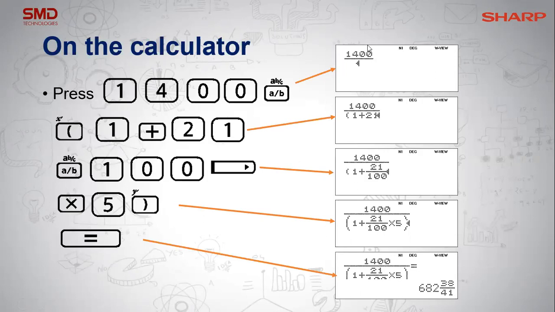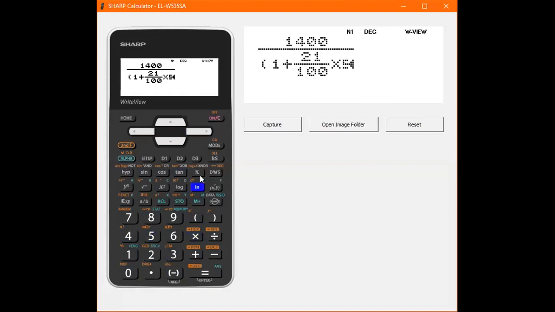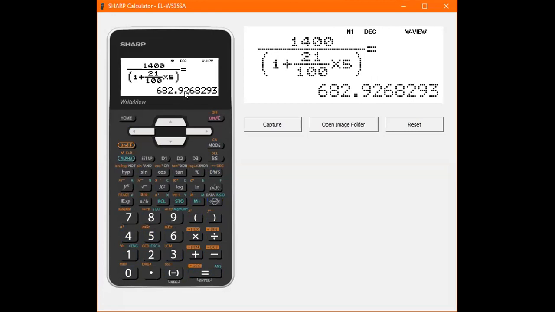Sorry, I've pressed the wrong thing here. And here's my calculator. So we've got 1,400 over, and then we're going to open brackets 1 plus 21% over 100, and it was for 5 years. And we want to know what he originally put in. Oh, sorry, I need to put my bracket here and not at the top. And equals. And so he initially invested 682 Rand and 93 cents.